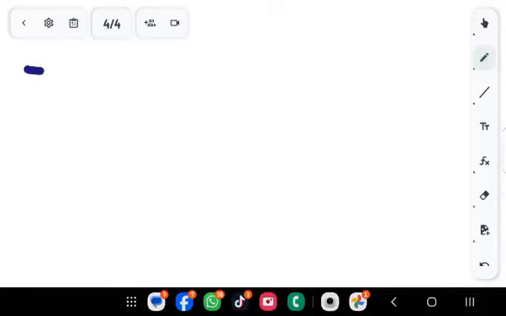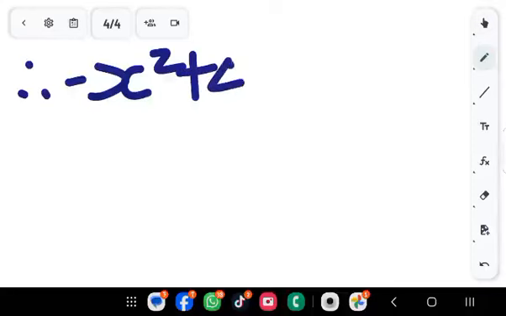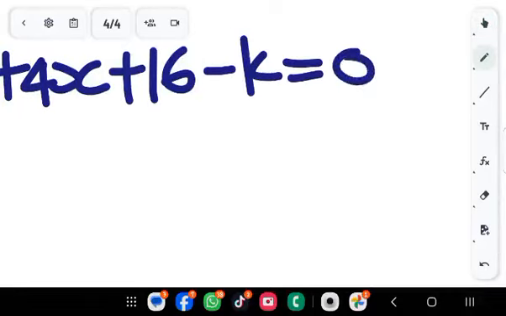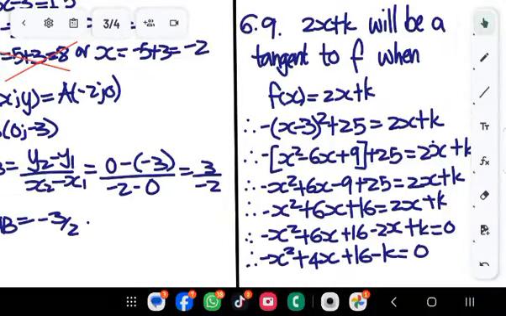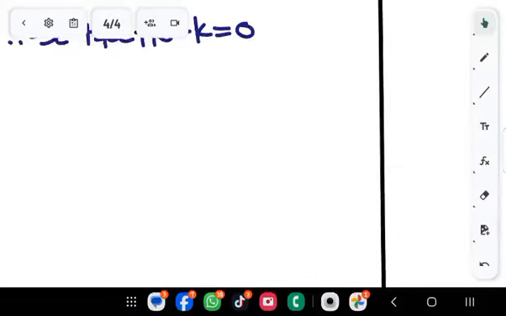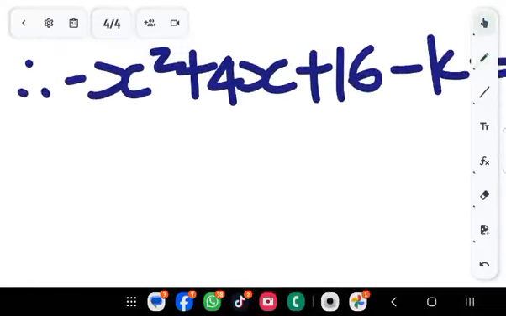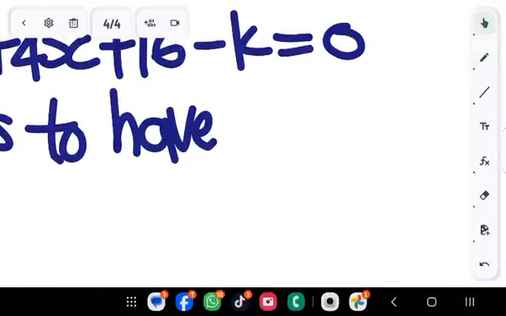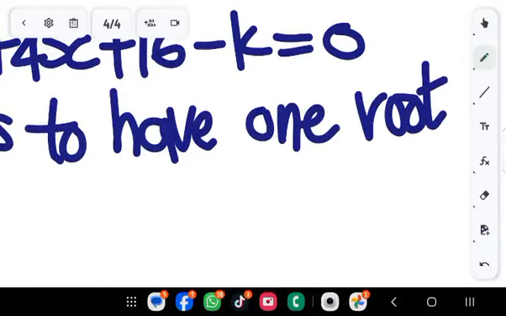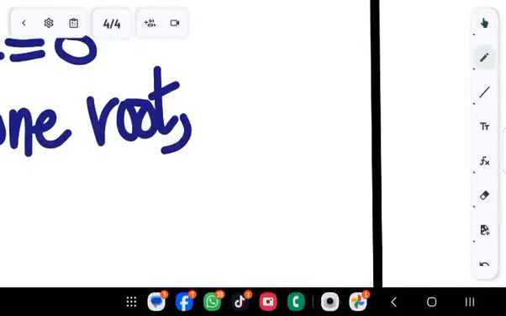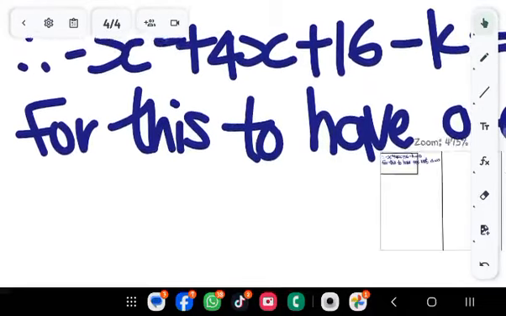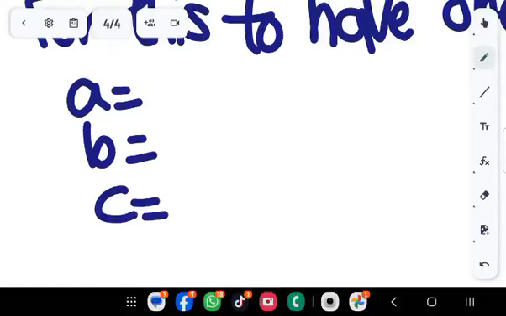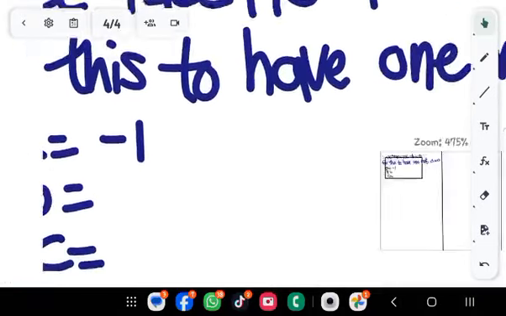So we have minus x squared plus 4x plus 16 minus k equals 0. Let's go back just to double check. Yes, minus k, correct. For this to have one root, one root and equal roots mean exactly the same, our delta, the discriminant, must be equal to 0. Now let's find our discriminant. We need a, b, and c. Now a is negative 1, b is 4, and c is 16 minus k.